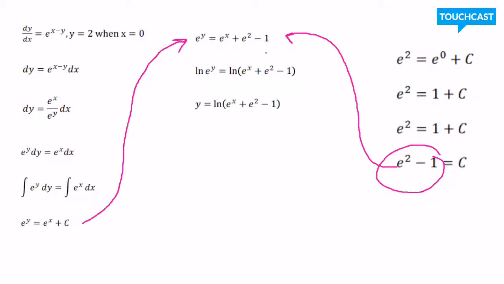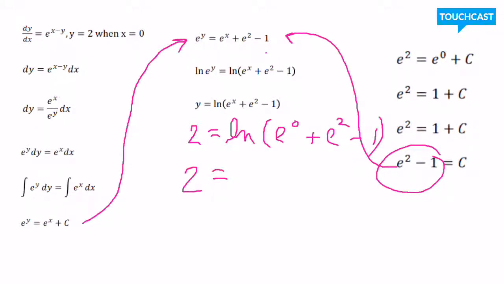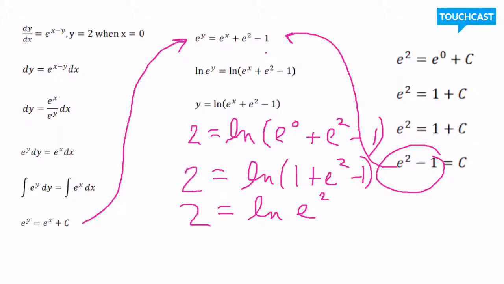I made a suggestion to you before that when you finish a separable differential equation problem, you at least take a minute and stop and check to see that your initial condition still holds. So we'll check that. 2 is equal to the natural log of e to the, we're going to use 0 for x, plus e squared minus 1. So 2 is equal to the natural log of, well, e to the 0 is 1, plus e squared minus 1. Is 2 equal to the natural log of e squared? Yes, it is. That's true.